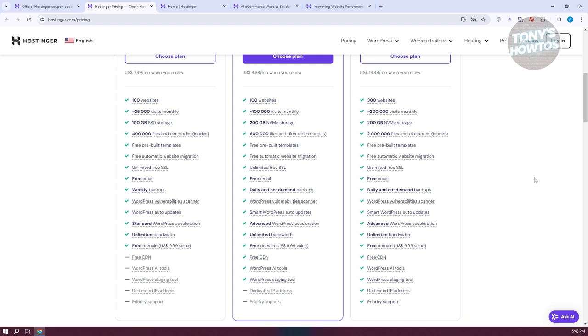With a 30-day money-back guarantee and all the features a beginner could need, it's hard to find a better deal. Whether you're starting a small project or looking for a low-cost, high-value hosting solution, Hostinger can be something definitely worth trying.